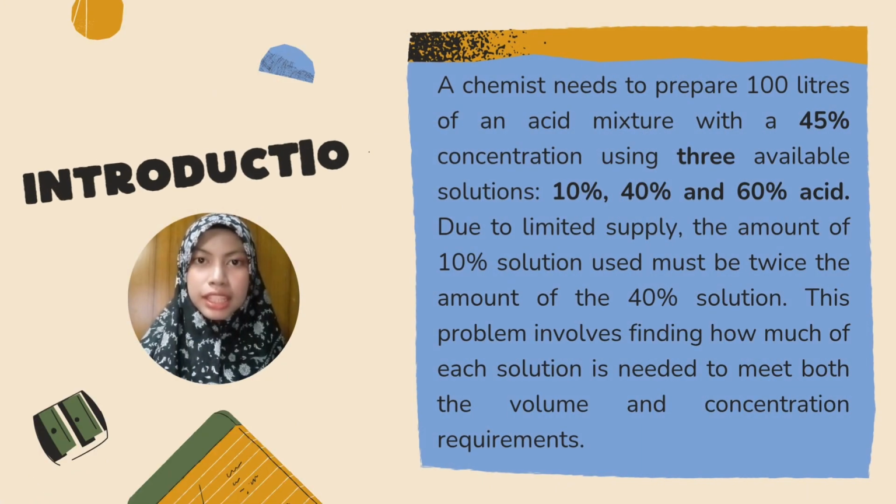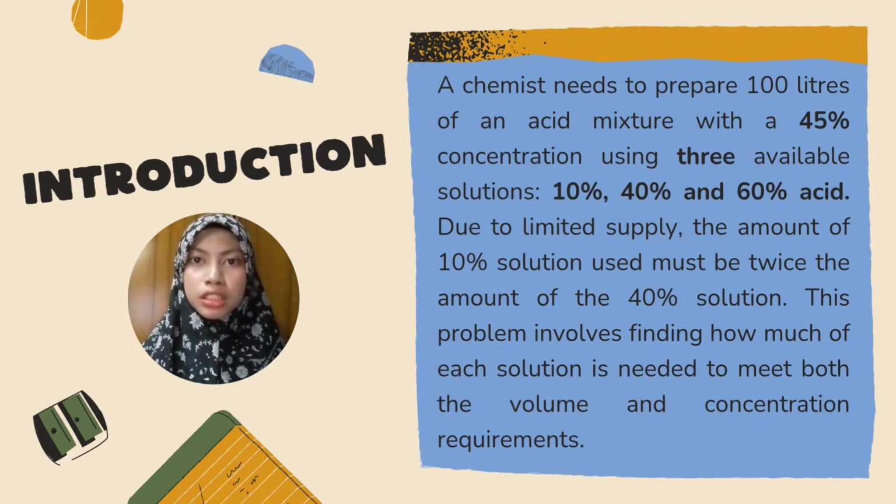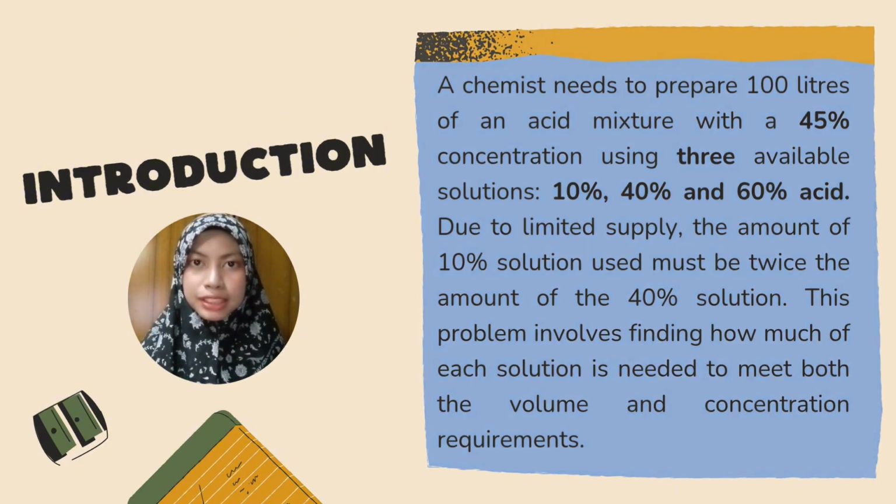For question 1, let's begin with the introduction. A chemist needs to prepare 100 liters of an acid mixture with a 45% concentration using 3 available solutions, which are 10%, 40%, and 60% acids. Due to limited supply, the amount of 10% solution used must be twice the amount of the 40% solution. This problem involves finding how much of each solution is needed to meet both the volume and concentration requirements.